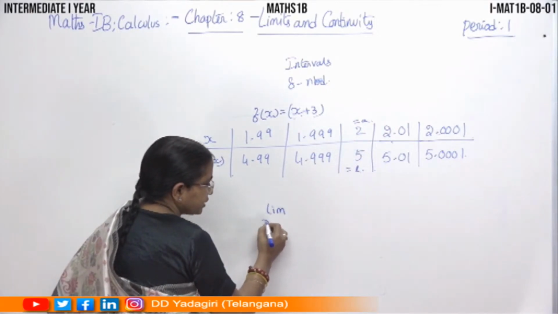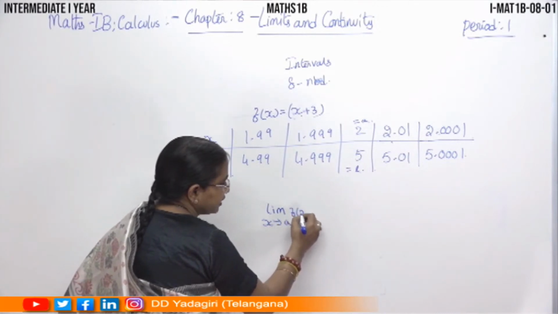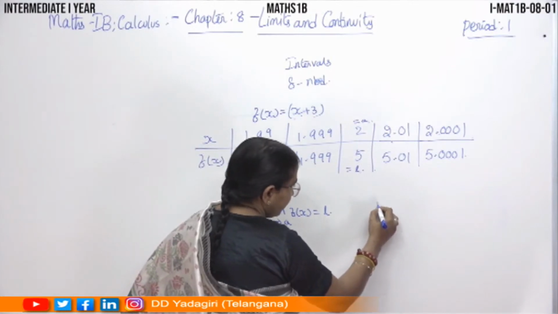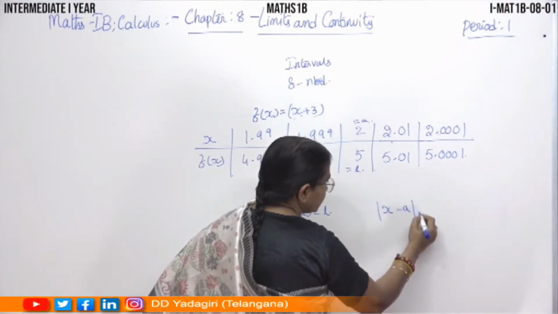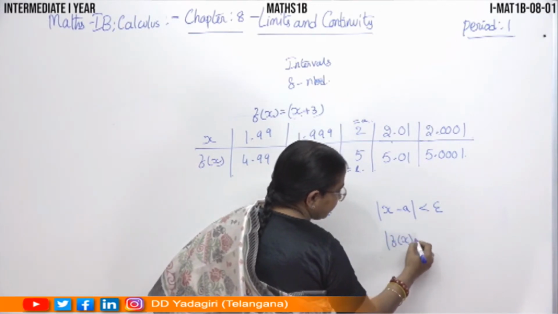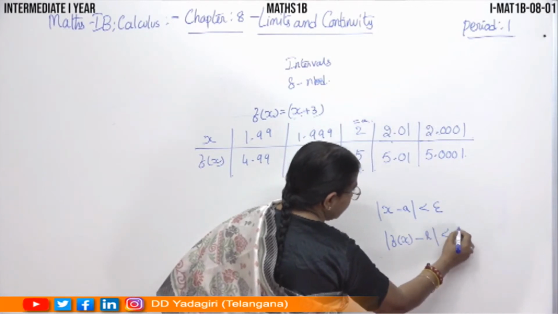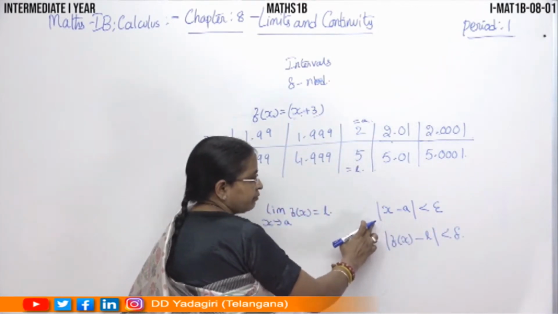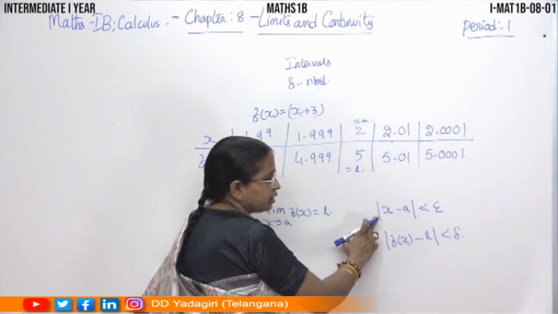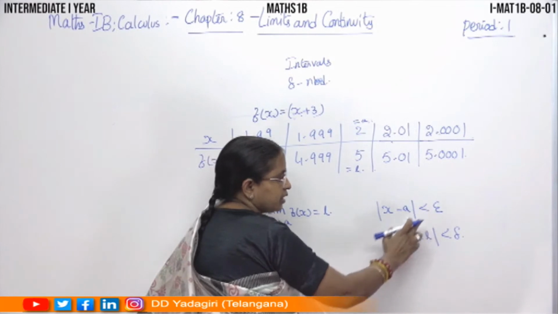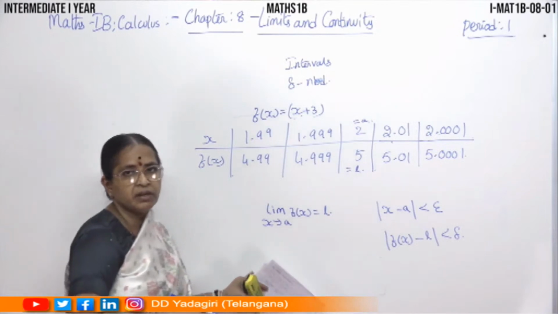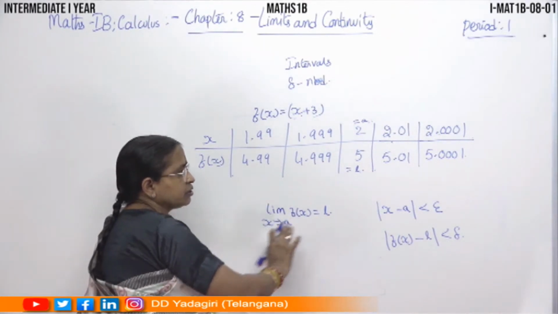So limit x tending to a of f of x is equal to L, whenever mod x minus a is less than some epsilon, implies that modulus of f of x minus L is less than delta. So for every epsilon greater than 0, there exists some delta greater than 0, such that whenever mod x minus a is less than epsilon, modulus of f of x minus L will be less than delta. The difference will be less than delta. So this is the actual definition of limit.